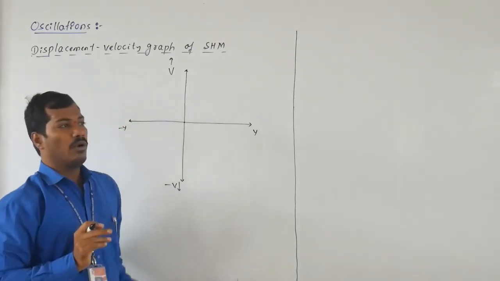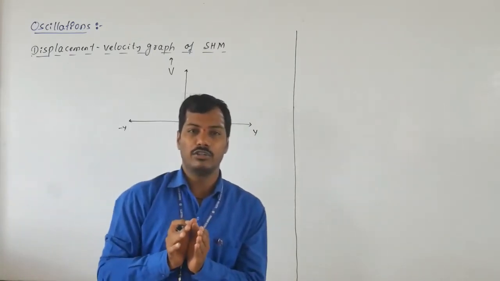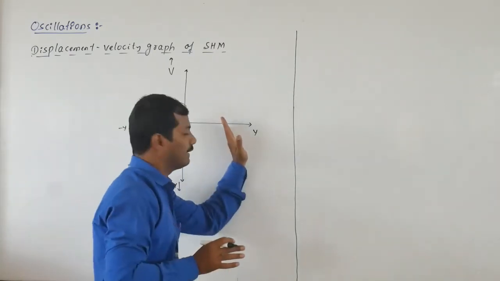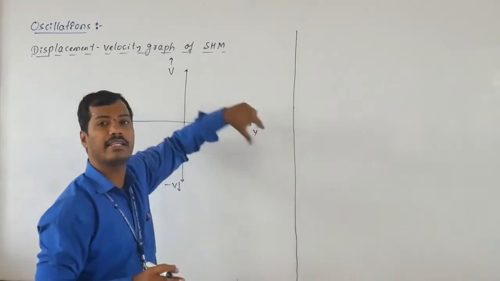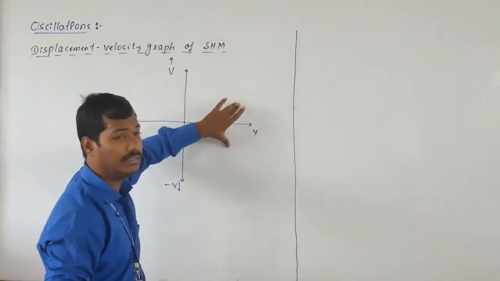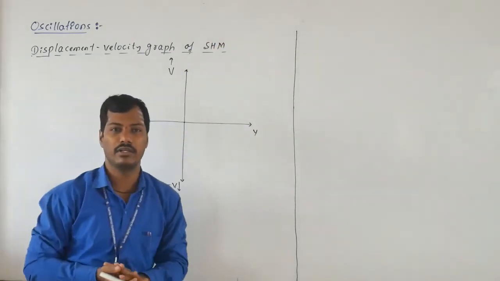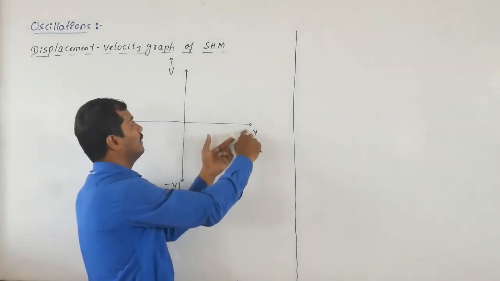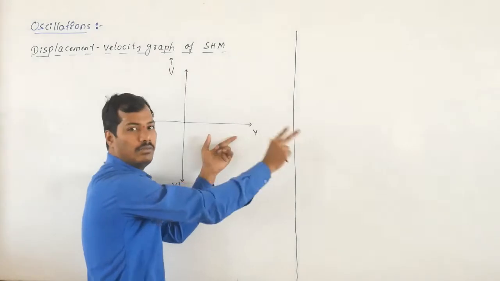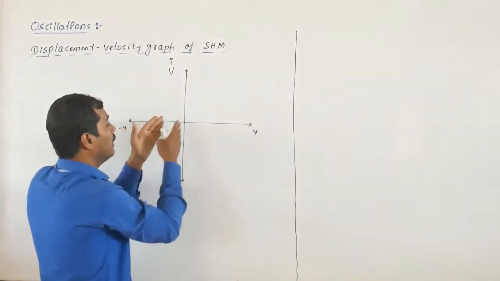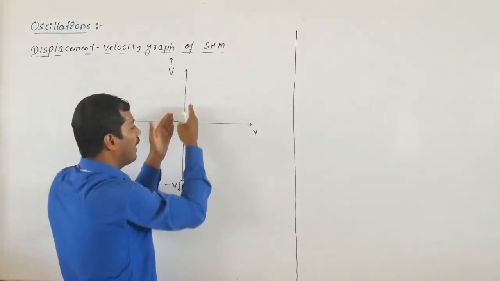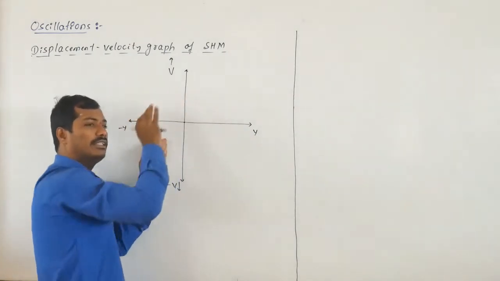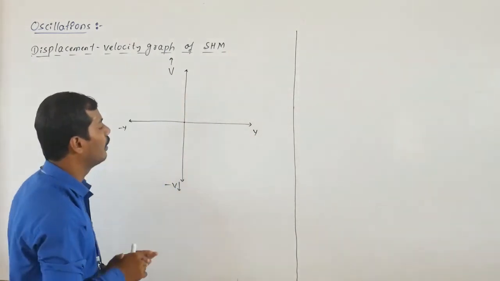See, according to geometry, at the y-axis the x component is 0, and at the x-axis the y component is 0 here. It means what? Along this x-axis, v should be 0. Along this y-axis, the displacement should be 0 at this point.